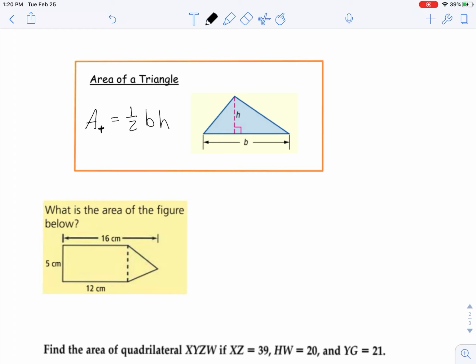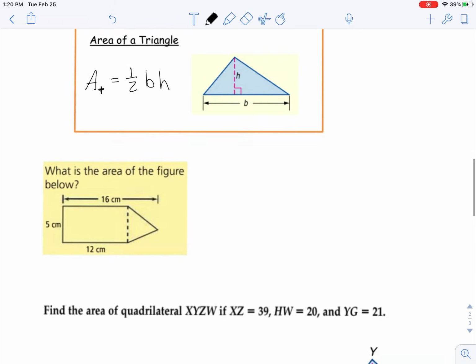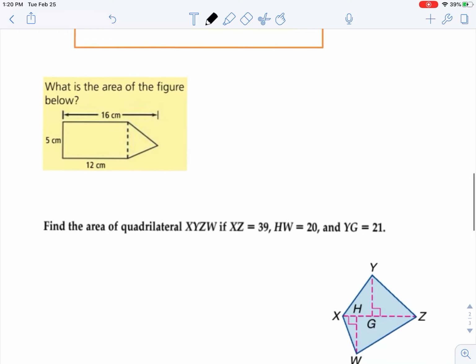We have a base. We have a height. Again, any side could be considered a base, but we just have to know that the height or the altitude has to be perpendicular to the base. And we've actually talked about this with triangles before. What is the area of the figure below?